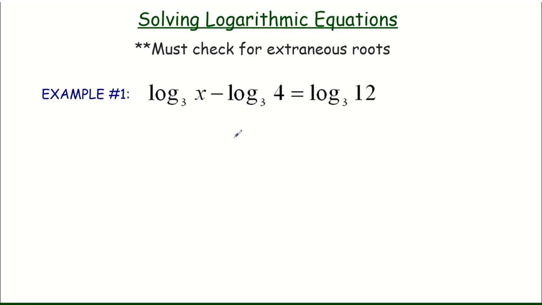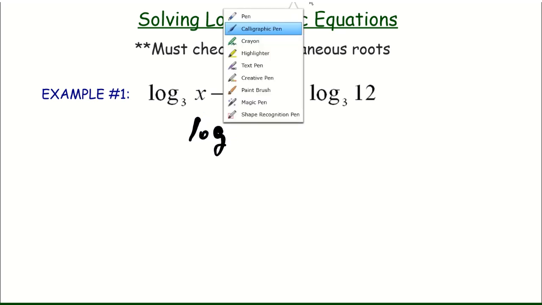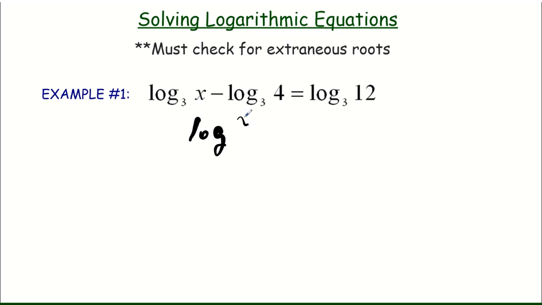All right, so if I look at my first example, this example has nothing but logarithms in it. The good news is they are all logarithms with base 3. As soon as the bases are all the same, we are able to use laws of logarithms. Earlier on, we learned that if you have two logs with the same base subtracted, you can switch the left side into a single log. So log of x over 4 to base 3 equals the log of 12 to base 3.